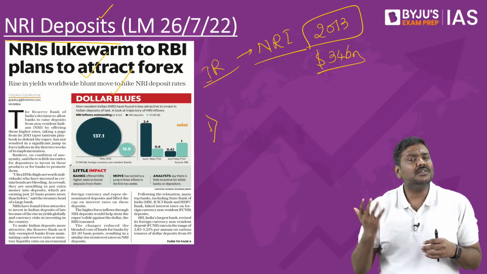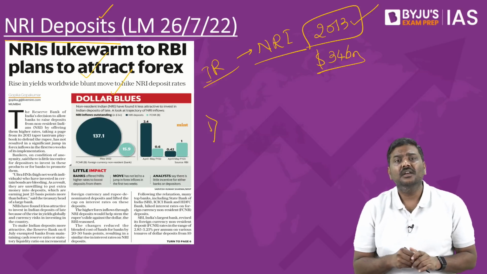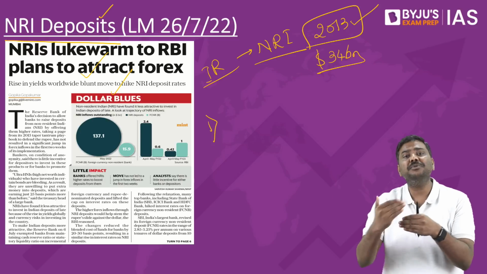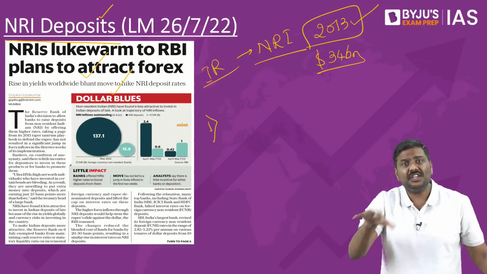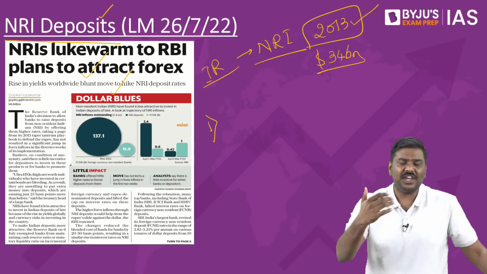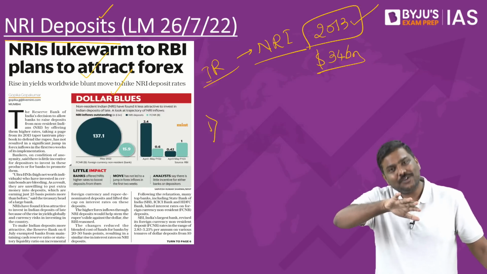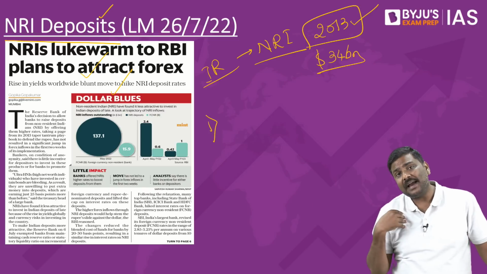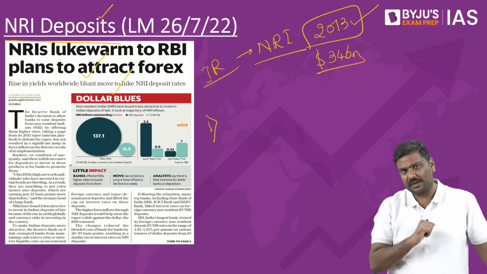But earlier, what was the reason? Why was there a huge inflow back in 2013? The banks were given an option. There was a swap option given by RBI, which reduced the exchange rate risk for the banks that accepted these deposits. That option is not given by RBI to the banks today, and that is the reason the banks are not very enthusiastic about promoting these products.